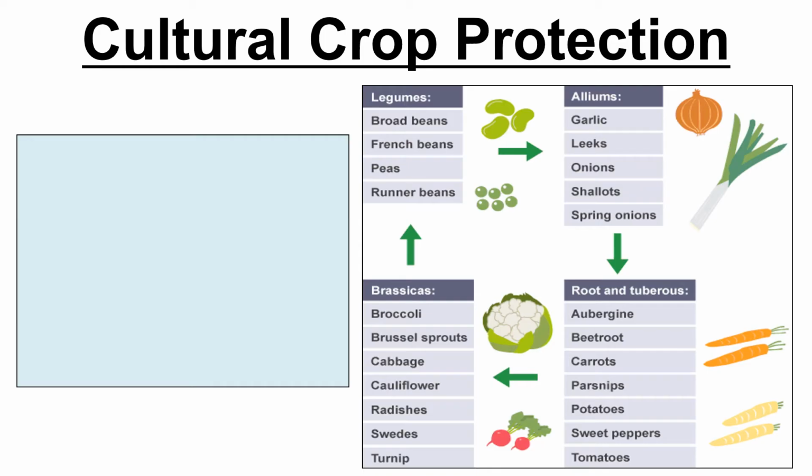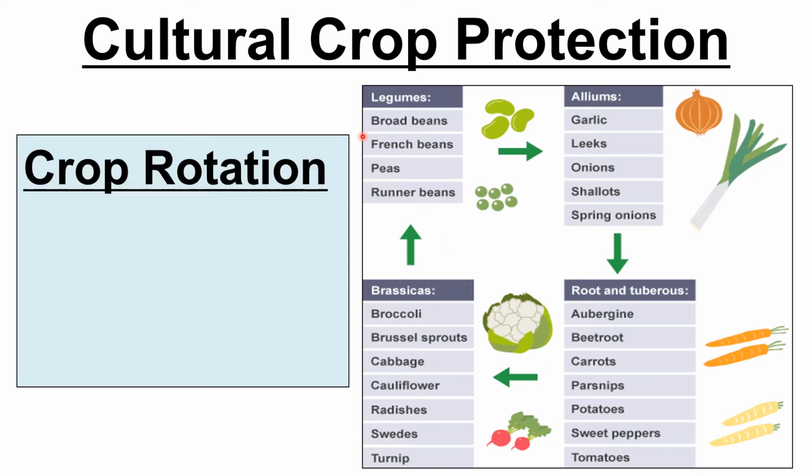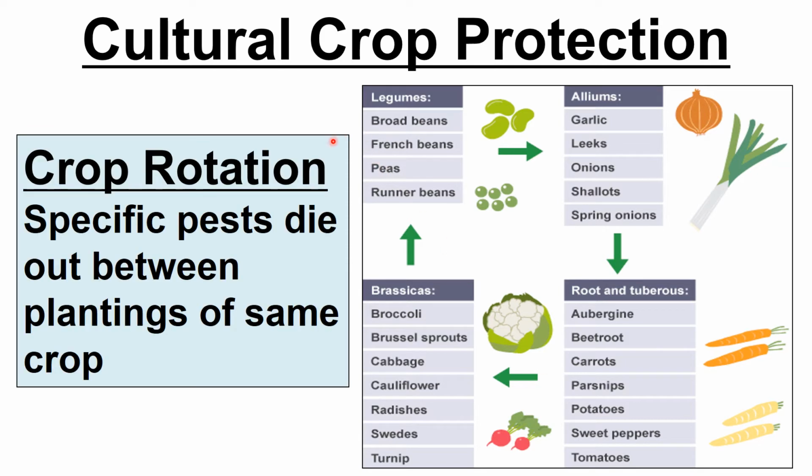I'll tell you. So the first type of crop protection is called cultural. What you can do is crop rotation, and what that means is if every year you change the crops in a particular area, then if you have pests which are specifically feeding on broad beans, and you change the next year to a different type of crop, then those pests will die out. So that would be a reason for doing crop rotation and why it protects against pests.